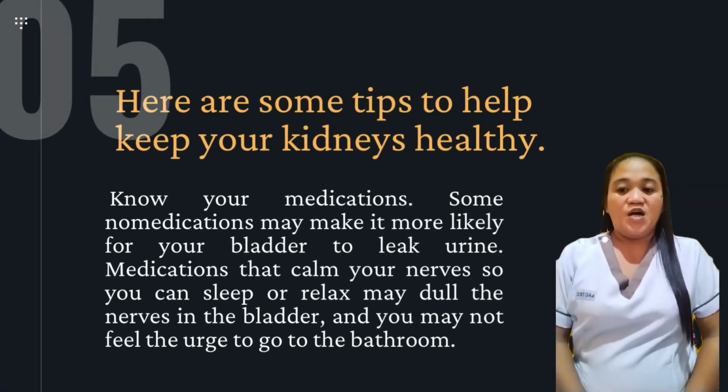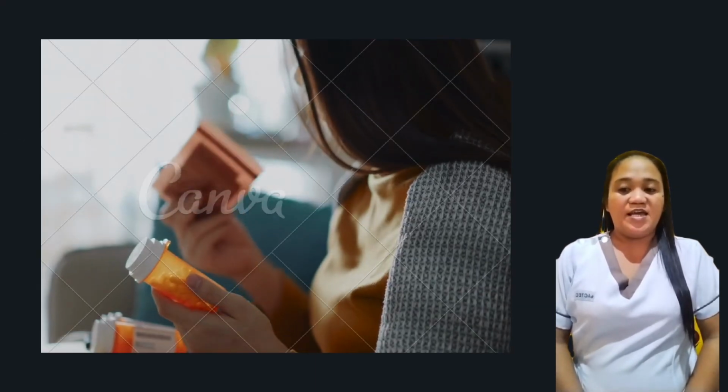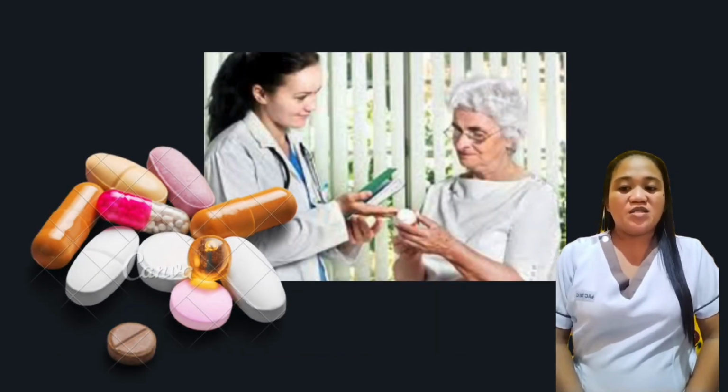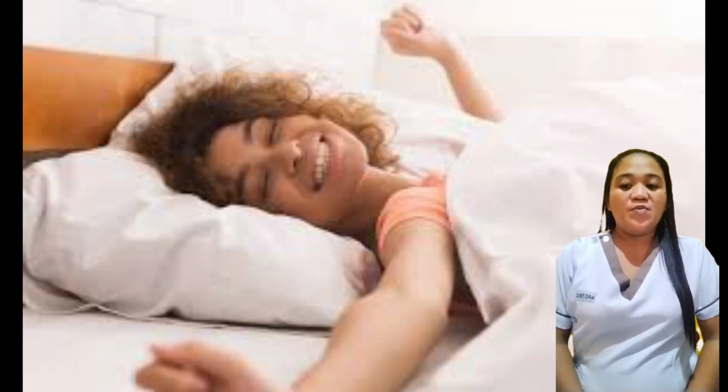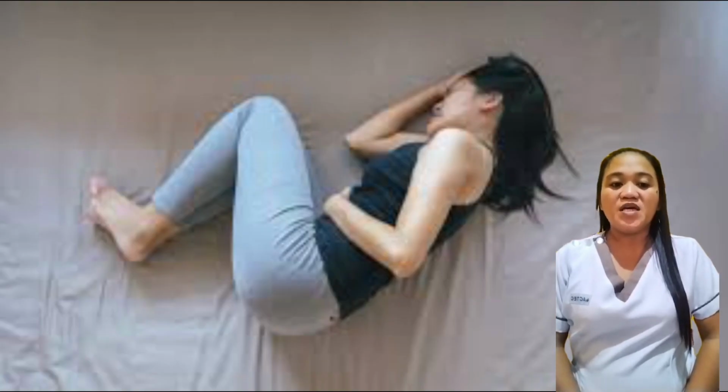Number 5. Know your medication. Some medications may make it more likely for your bladder to leak urine. Medications that calm your nerves so you can sleep or relax may dull the nerves in the bladder, and you may not feel the urge to go to the bathroom. Some medicines may interact badly with certain foods, other medication, or even food supplements, and can make you very ill.